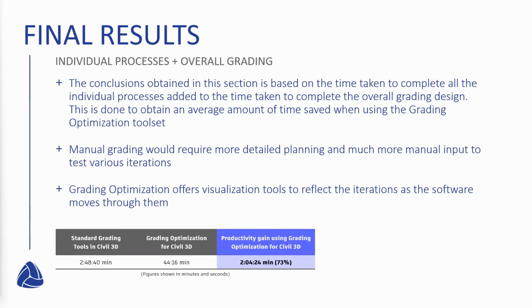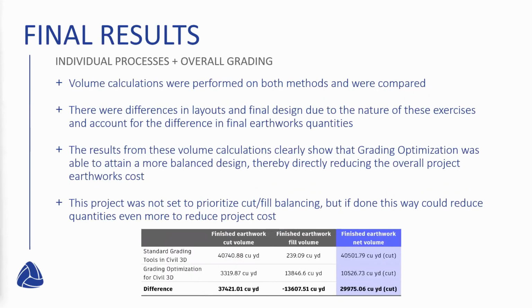Okay, and then guys, just to finalize, we're going to move over to looking at the other aspects. So we've been focusing quite a bit on the amount of time the software saves you, but what about accuracy? Now we're going to look at the overall grading. Volume calculations were done for both the manual standard grading tools in Civil 3D, and then for the project where the grading optimization was used. And there is a clear difference.